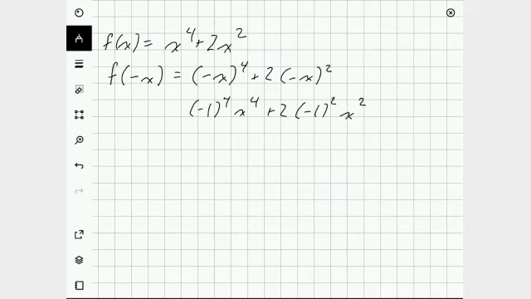Negative 1 to the fourth is 1. Negative 1 squared is 1. So we end up with x to the fourth plus 2x squared, which is exactly the function we started off with. So we can conclude that this is an even function.